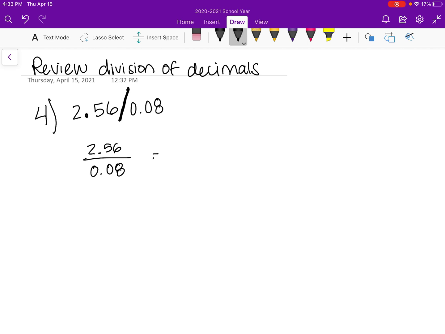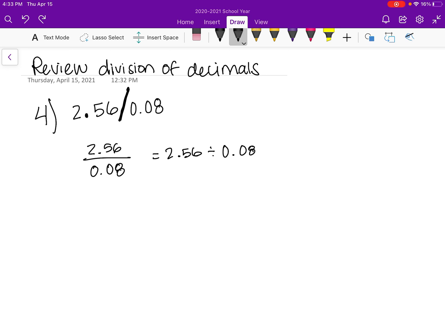Some of you are probably like, no, this is 2 and 56 hundredths over 8 hundredths. Yes, true. But we know that fractions are the same thing as dividing. So we divide the numerator by the denominator. So we have 2 and 56 hundredths divided by 8 hundredths. This is the way that we're typically used to seeing division problems.